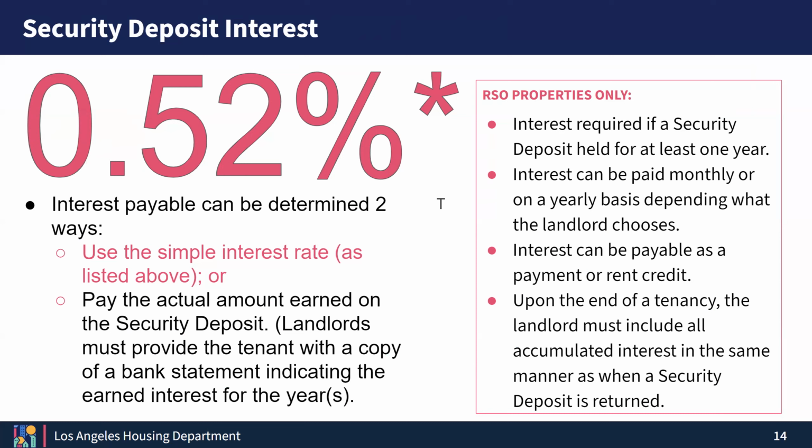This rule applies only to RSO units, and only if a security deposit was held for at least 1 year. The interest can be paid monthly or yearly, depending on how the owner decides, and can be paid to the tenant as rent credit. Once the tenancy ends, the landlord must include all accumulated interest in the same manner as when a security deposit is returned.